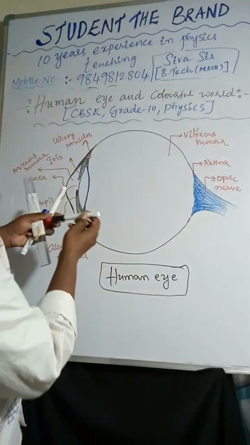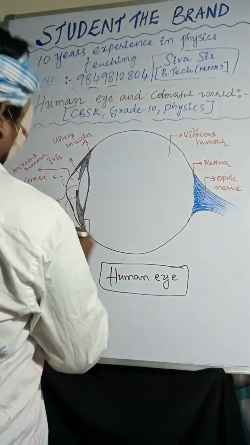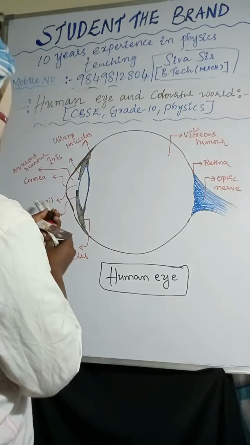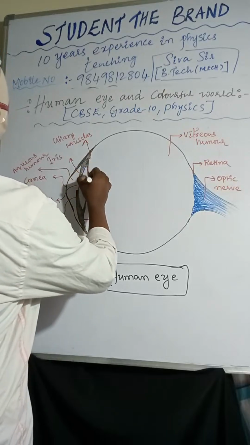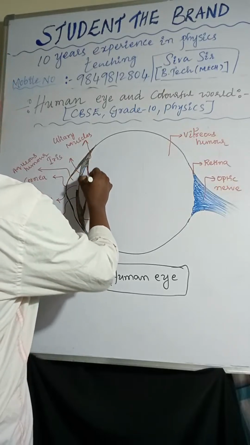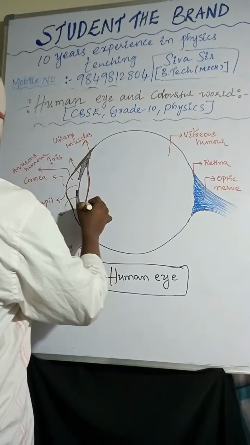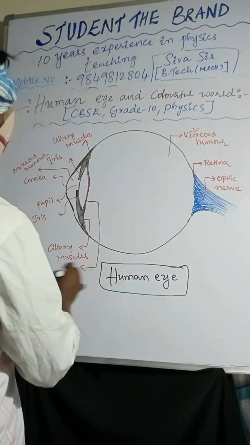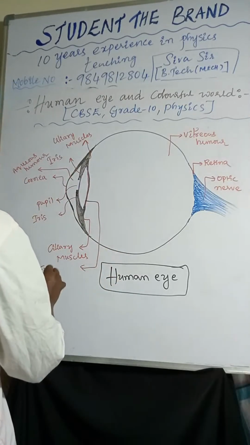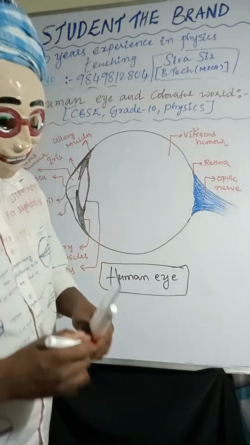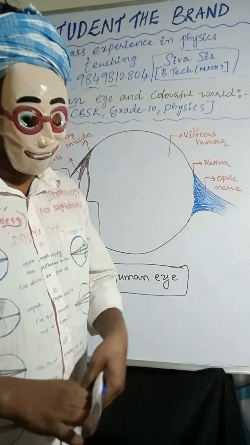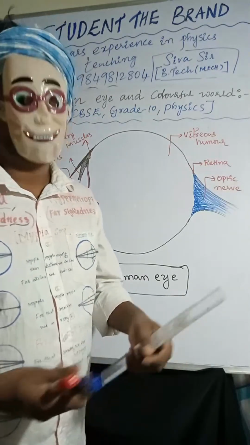And the lens also is there. These are the parts. Now you can see.